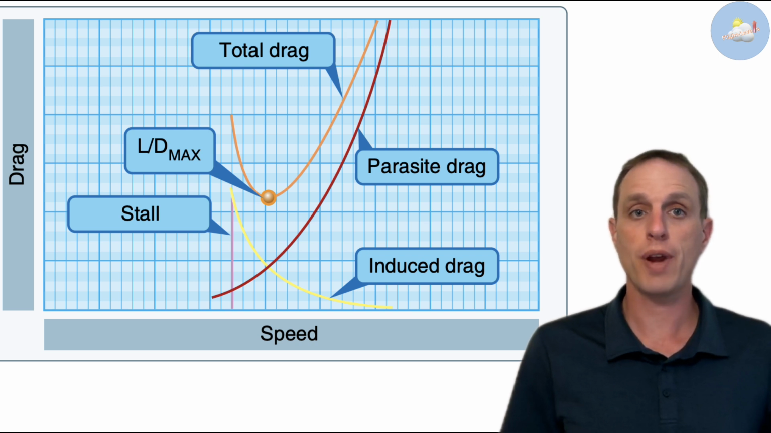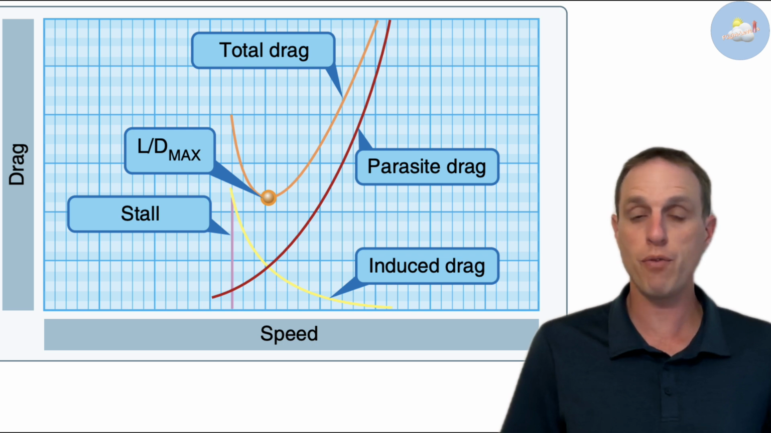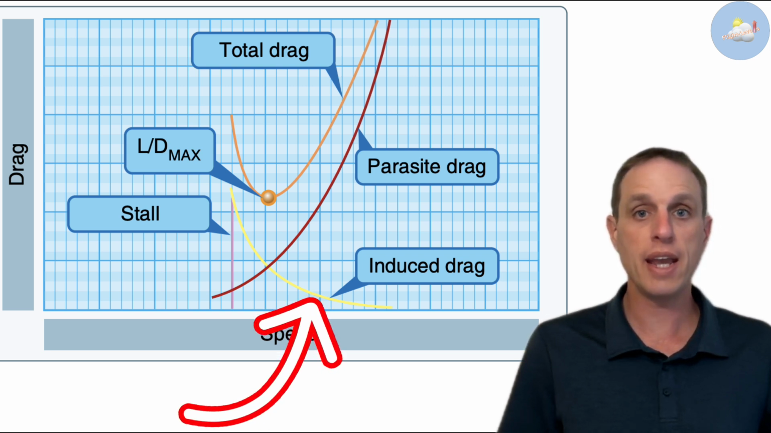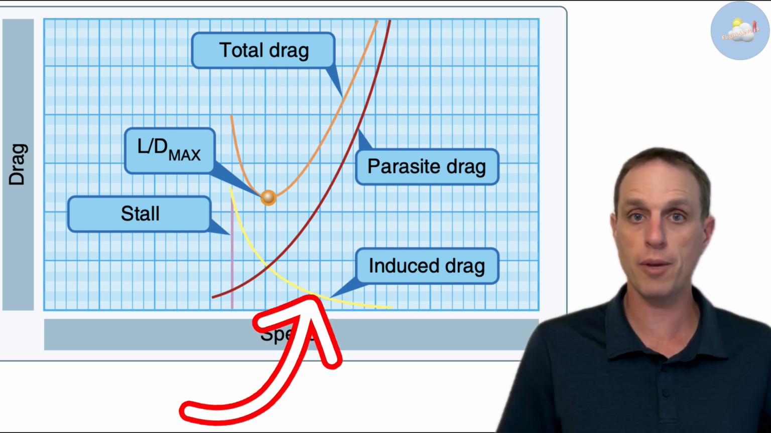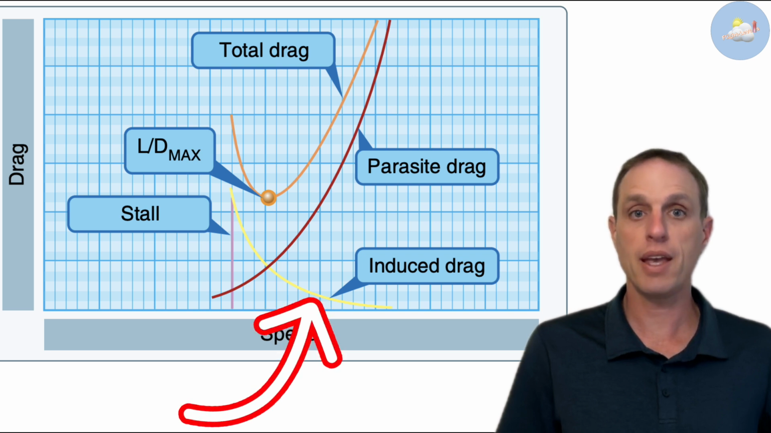Next, let's talk about drag. As a quick review, aircraft are subject to two main forms of drag: induced drag and parasite drag. Induced drag is the result of any airfoil creating lift. The higher the angle of attack, the greater the induced drag. Therefore, in straight and level flight, the faster the airspeed, the lower the angle of attack, and the lower the induced drag. The slower the airspeed, the higher the angle of attack, and the higher the induced drag.